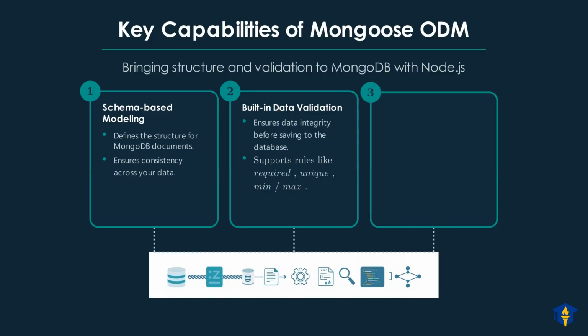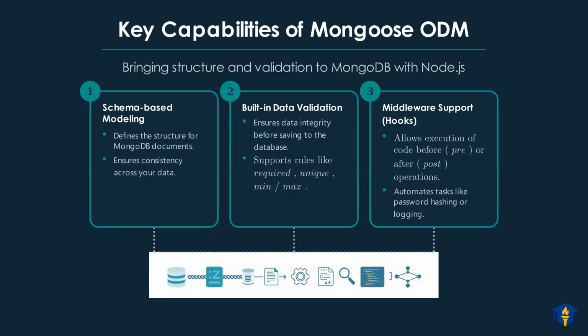We also have middleware support, often referred to as hooks, for executing functions at specific points. These hooks allow code execution either before (pre) or after (post) database operations, providing great flexibility. This can automate tasks like password hashing, logging, or other processing before or after data changes.